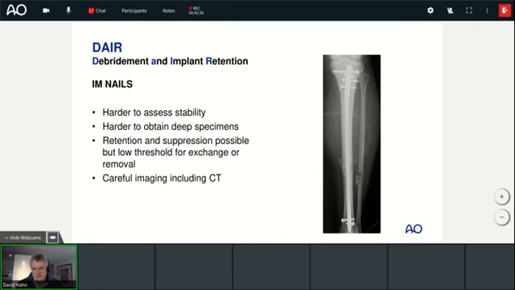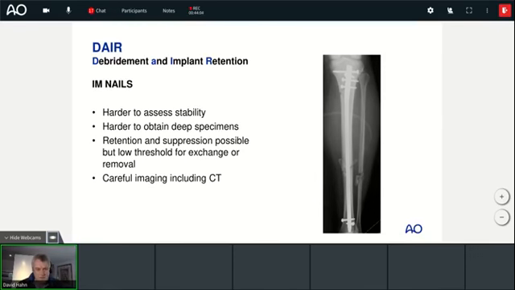Now, as we've alluded to, nails are a bit difficult. With the plate, it's easy. You're going to be able to see it from the previous surgical incision. With a nail, it's very difficult to get deep specimens if you're just doing an open debridement of the wounds. Remember, you're probably not even going to get to the fracture site. If the infection appears to be at the insertion site, then how do we know whether the infection is down at the nail and the fracture site?